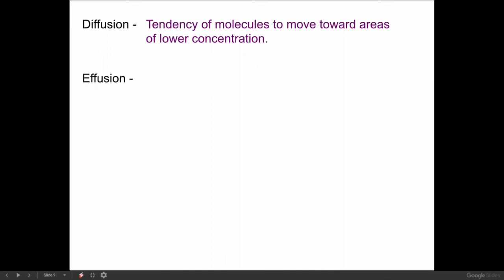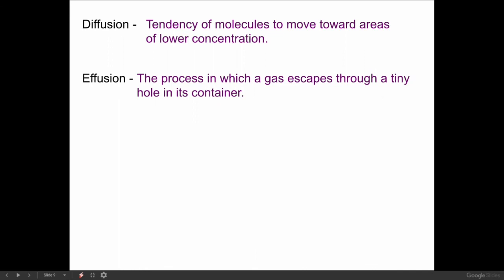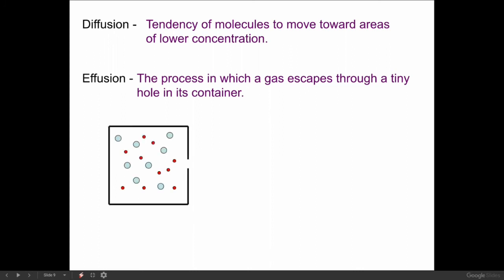Next is effusion. This is an interesting one. You've got an enclosed container, and you poke a tiny hole. If you have a mixture of gases, the smaller gas molecules or smaller particles will come out faster than the larger ones. This is just a general understanding. There's actually an equation to figure out the velocity of these particles, but that will be for another time, and we'll save that for later.